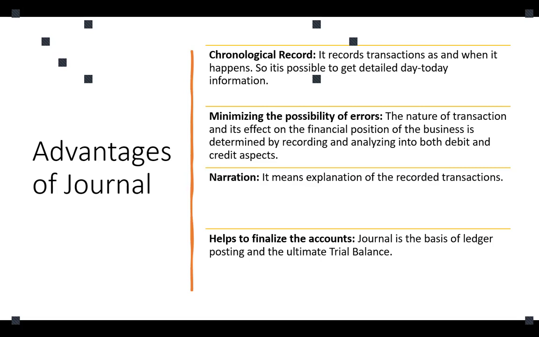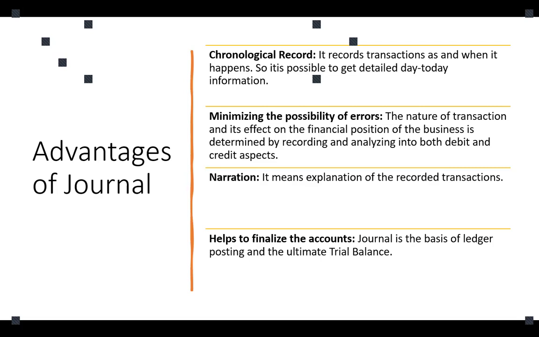Minimizing the possibility of errors. The nature of a transaction and its effect on the financial position of the business is determined by recording and analyzing it into both debit and credit aspects. So in minimizing the possibility of errors, if you see a difference between the debit and credit, there is a chance that you have made a wrong entry or a wrong amount.